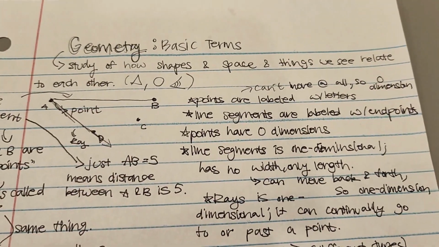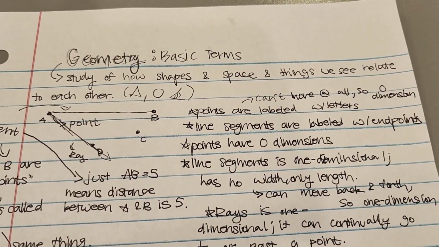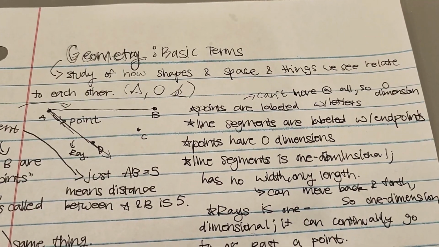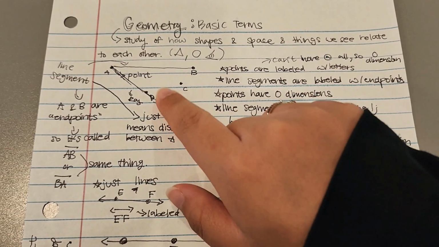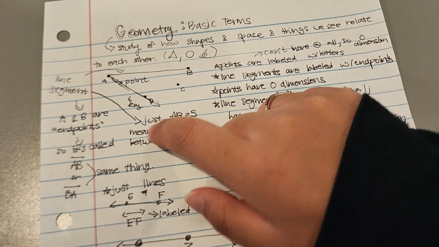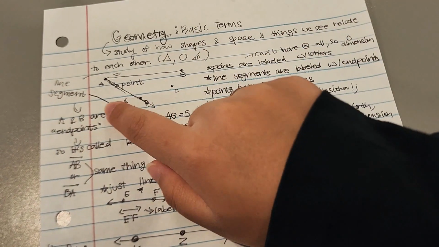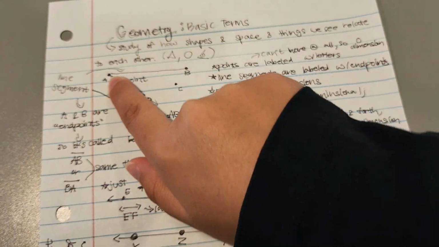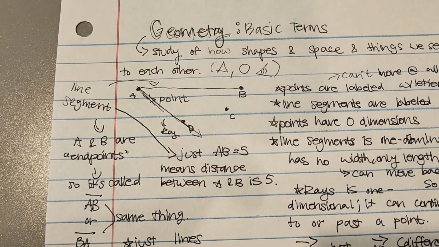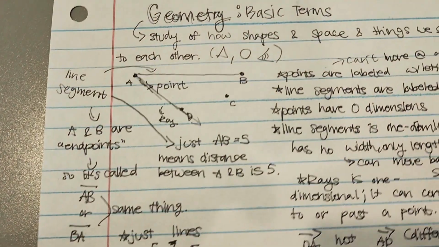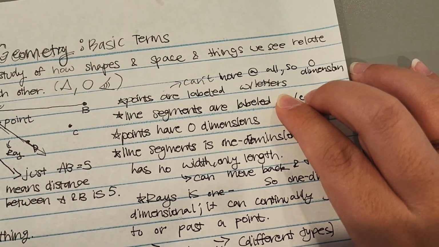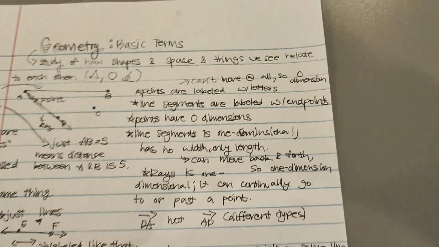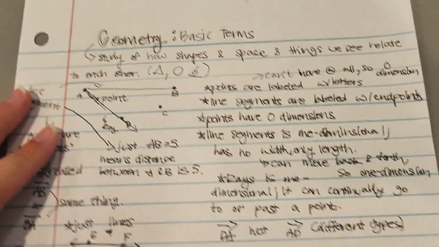Geometry basic terms. Geometry is the study of how shapes and space and things we see relate to each other: triangles, circles, and angles. So let's first look here. As you can see, this A is a point. Points are labeled with letters. And remember, points can't move at all. So a point has 0 dimension, meaning no dimension.